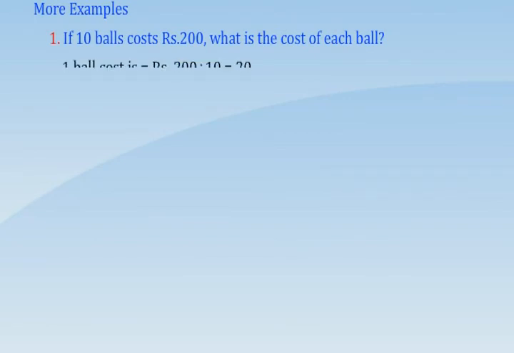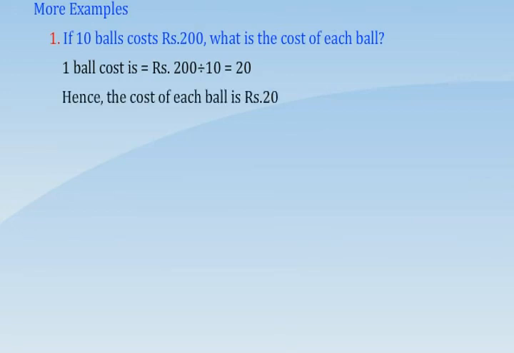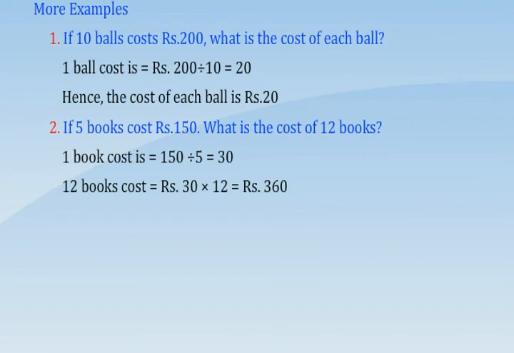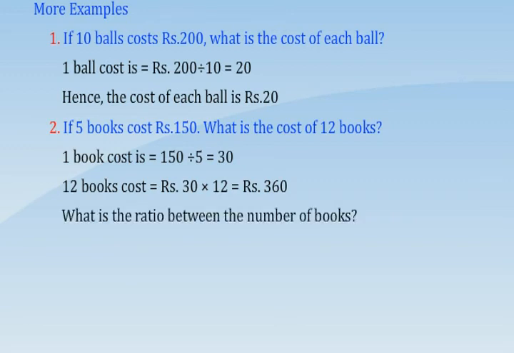More examples. If 10 balls cost rupees 200, what is the cost of each ball? One ball cost is rupees 200 divided by 10, which is equal to 20. Hence, the cost of each ball is rupees 20. If 5 books cost rupees 150, what is the cost of 12 books? One book cost is 150 divided by 5, which is equal to 30. 12 books cost rupees 30 into 12, which is equal to rupees 360. What is the ratio between the number of books?